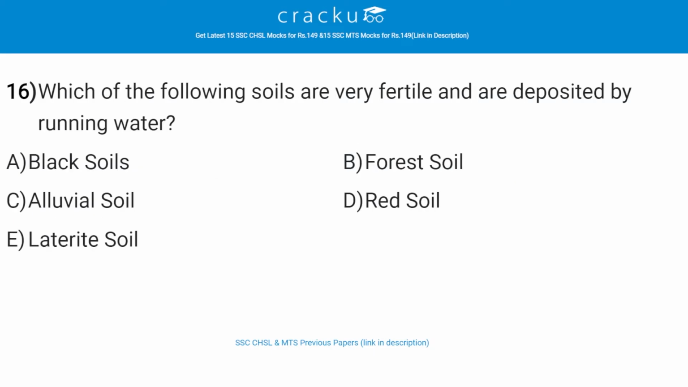Which of the following soils are very fertile and are deposited by running water? The correct answer is C, alluvial soil. Alluvial soil is a very fertile soil, and this soil contains an adequate proportion of potash, phosphoric acid and lime, which are ideal for the growth of sugarcane, paddy, wheat and other cereals and pulses crops.